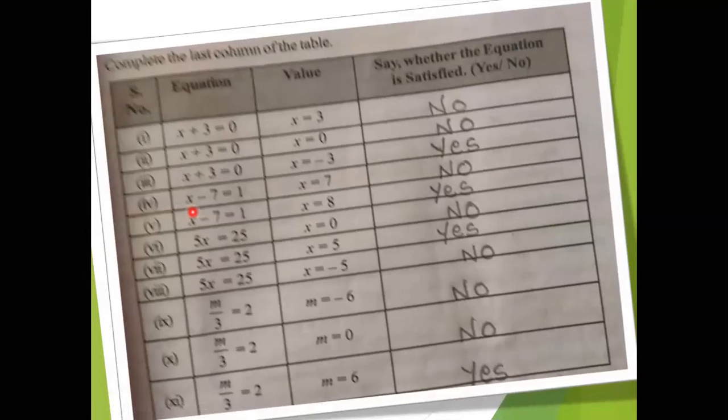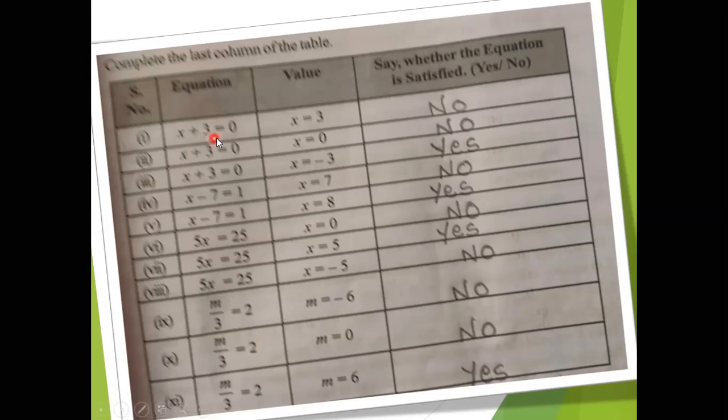So in the last class, we learned how to write equations for the given statements, and statements for the given equations. Now complete the last column of the table. Here they have given an equation and a value, and you can tell whether the statement is yes or no.